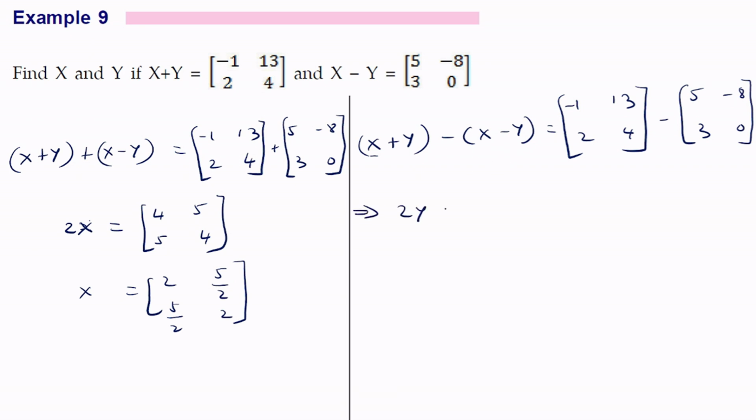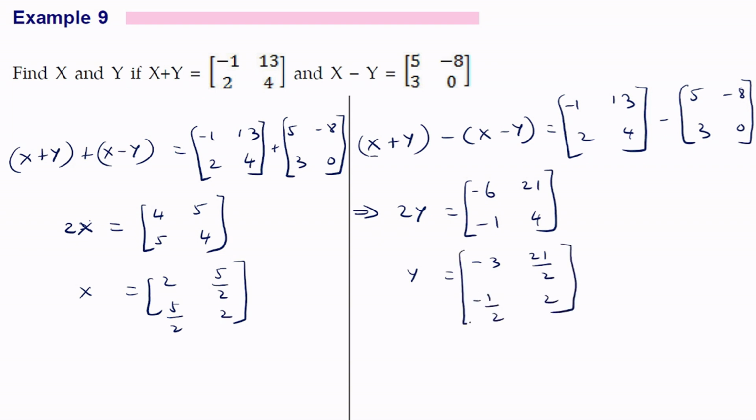This implies 2y equal to the difference of these two. Minus 1 minus 5 minus 6. Next 13 minus of minus 8 is 13 plus 8, 21. 2 minus 3 minus 1, 4 minus 0, 4. So y will be, we have to divide each of these terms by 2. So it is minus 3, then 21 by 2, then minus half and 2. So these are the matrices x and y.